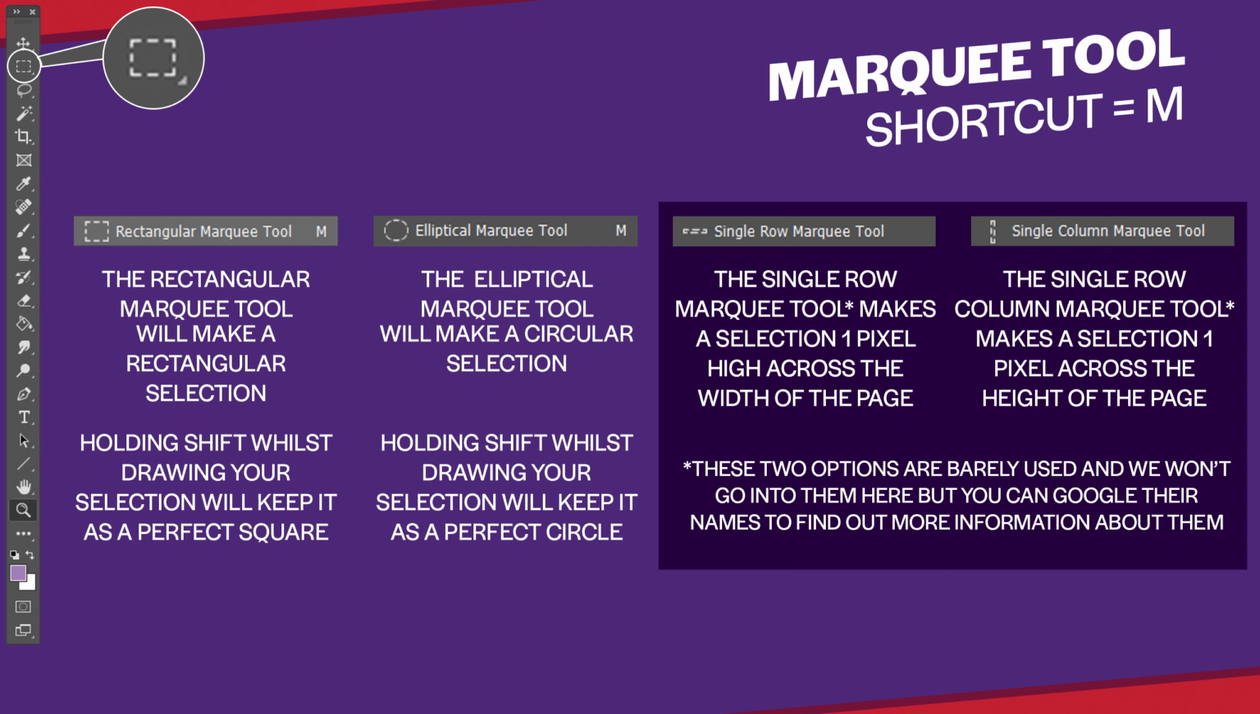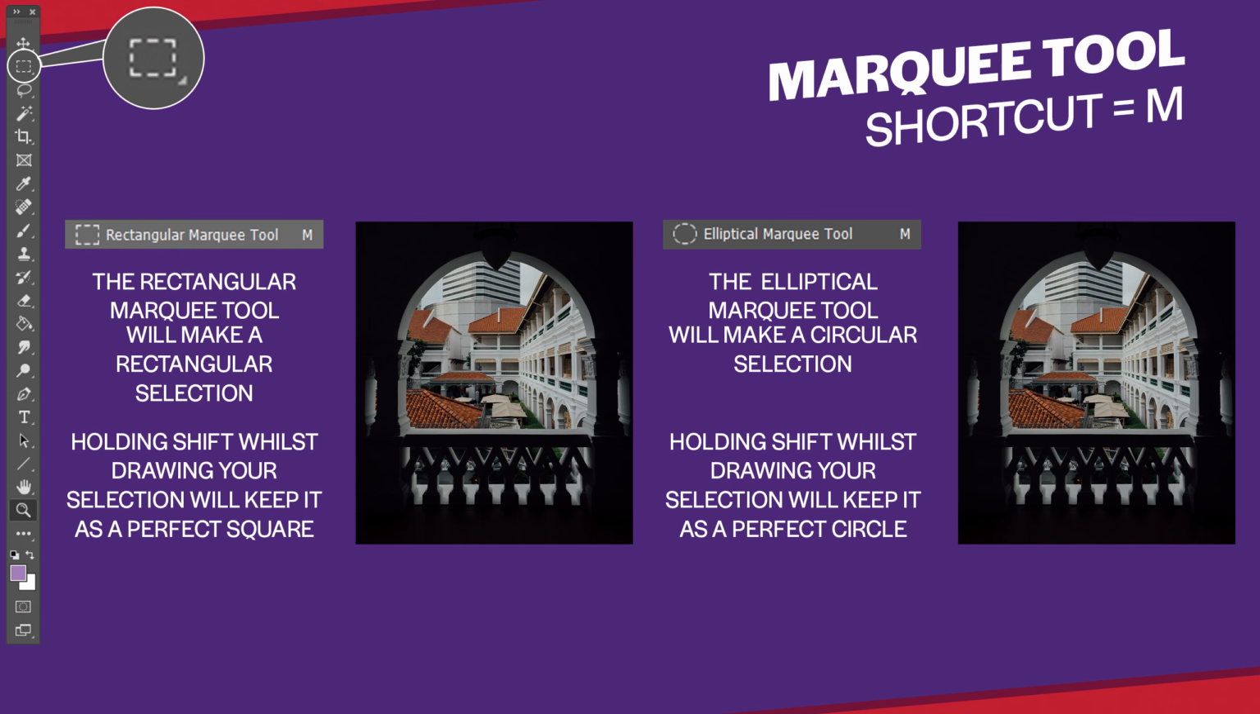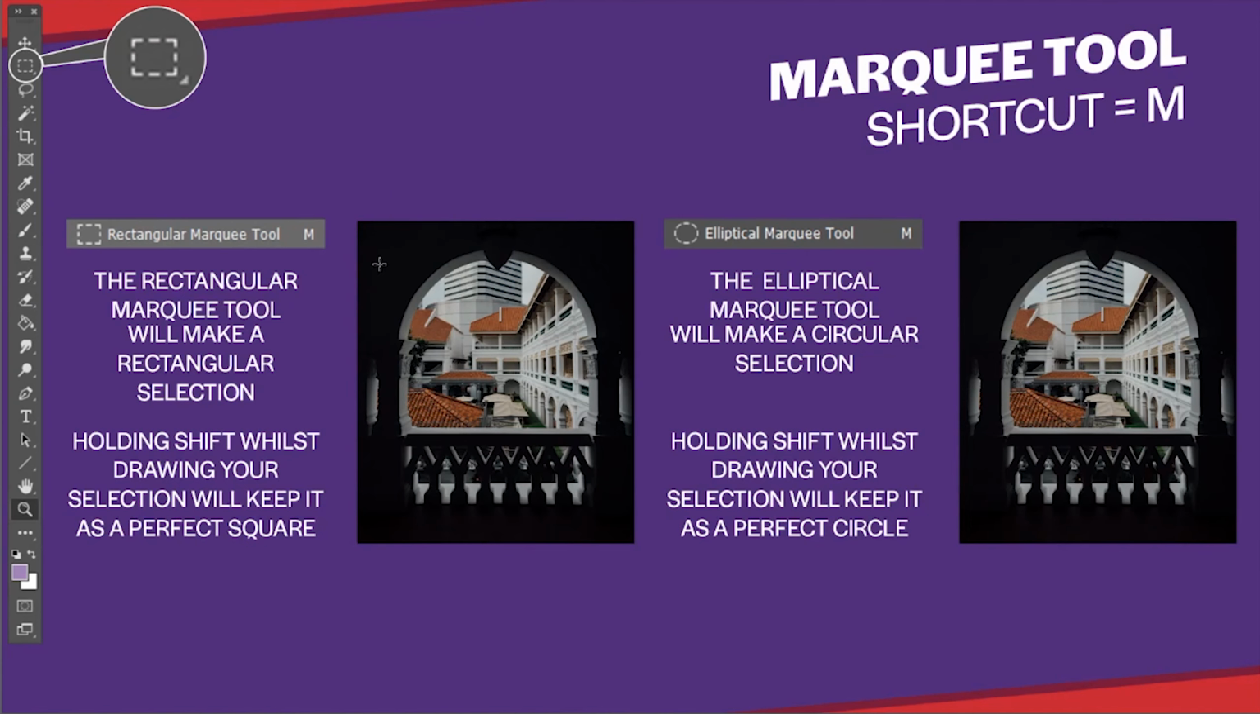The two options that we're going to look at are the Rectangular Marquee Tool and the Elliptical Marquee Tool. These tools allow you to either select a rectangular or square part of an image, or an elliptical or circular part of an image. To keep your selection a perfect square or a perfect circle, if you just hold down Shift as you click and drag your mouse, that will constrain the selection to a perfect square or circle.